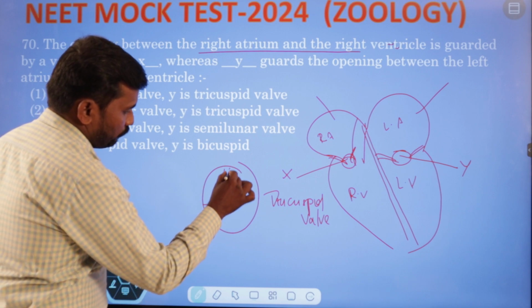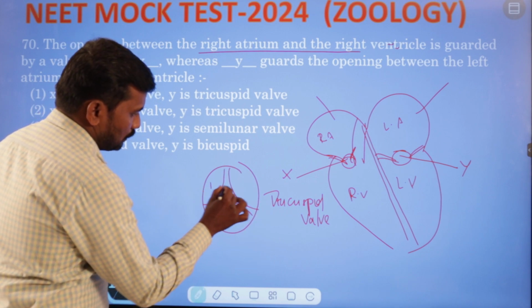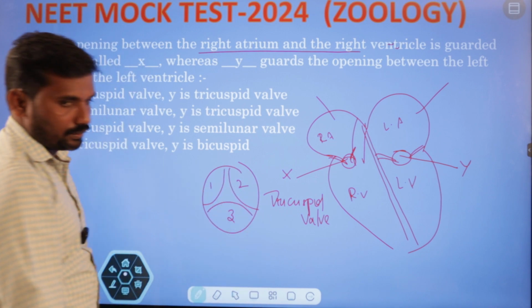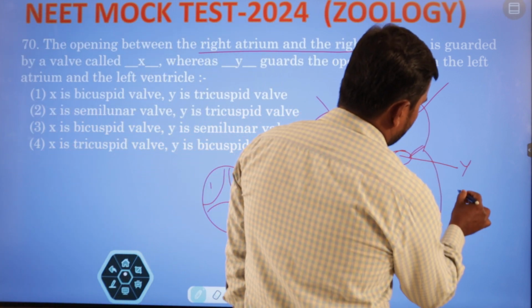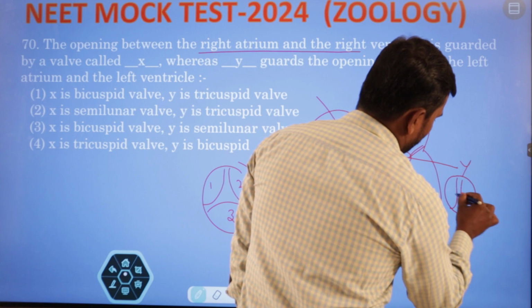It totally has three different lobular structures: lobe number 1, lobe number 2, lobe number 3. This is considered the tricuspid valve. When you come to the left atrium and left ventricle, only two valves are present.